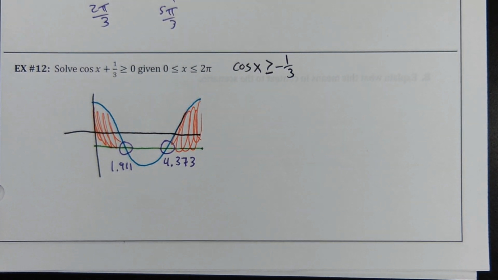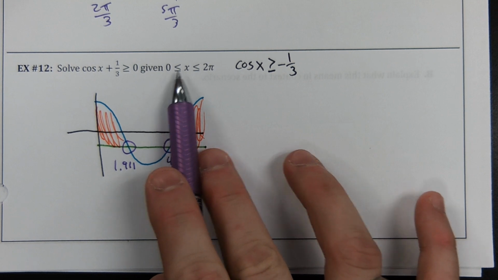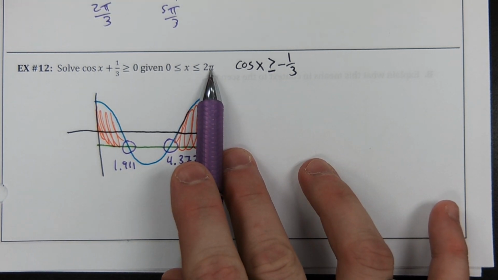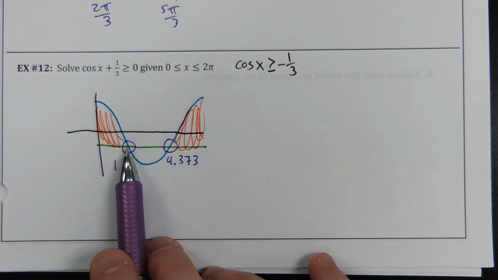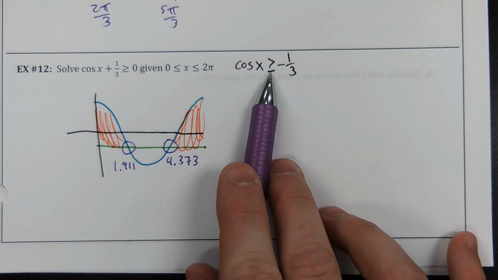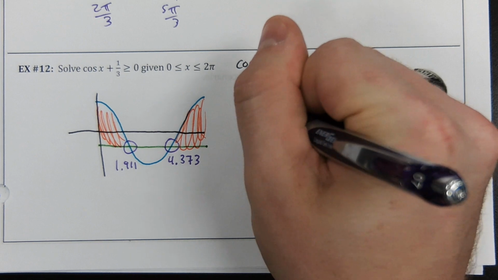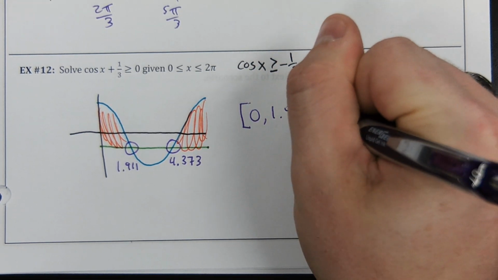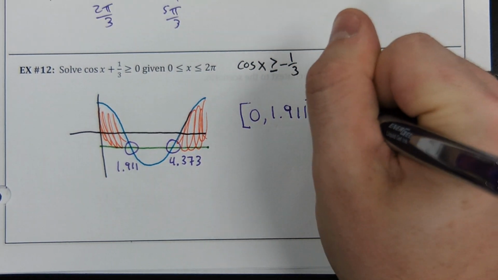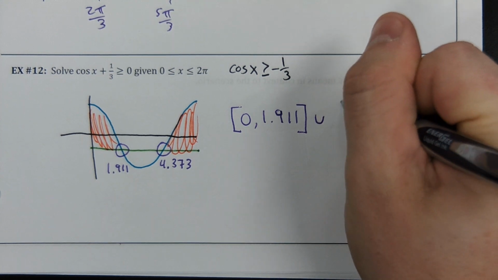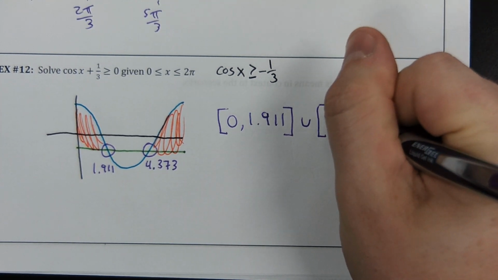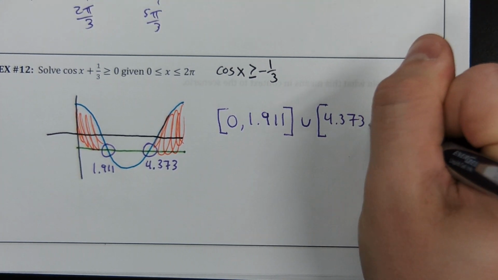So our answer set is, and by the way, both the 0 and the 2 pi are included, and the solutions themselves are included because it says equal to. So we go from 0 up to 1.911, as well as 4.373 up to 2 pi.